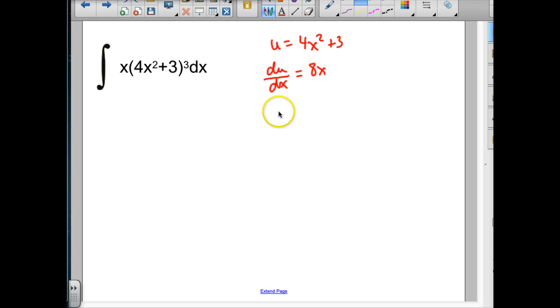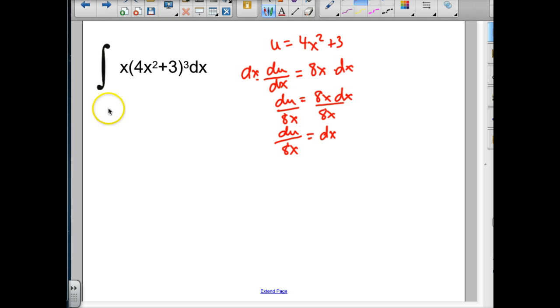Step 3, solve for dx. So you multiply both sides by dx, and then we have du equals 8x dx. Divide by 8x. Dx equals du over 8x. Step 4, substitute. Keep the x where it is. Replace the 4x squared plus 3 with u. Keep that power the way it is. Replace dx with du over 8x.